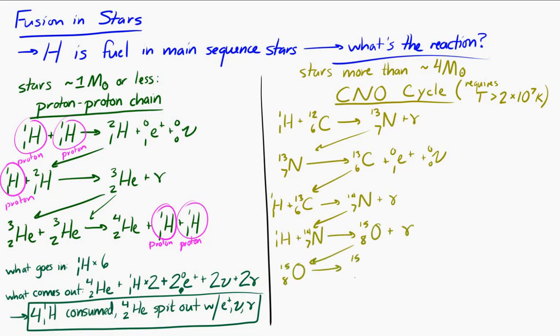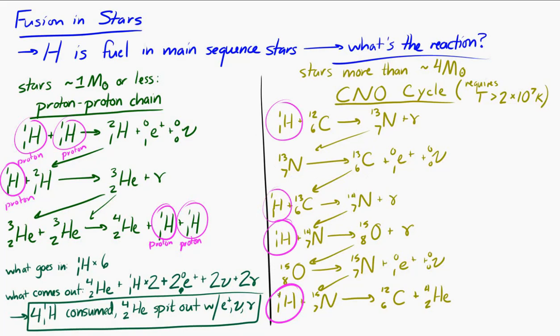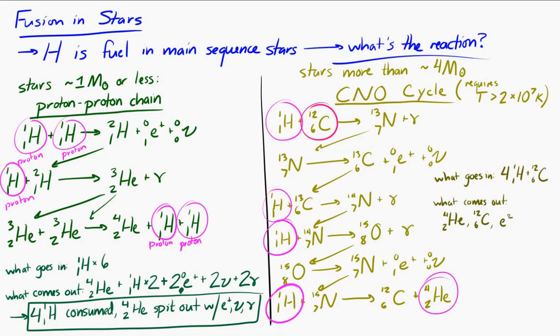There we go. And if you notice here, the net reaction is that 4 hydrogens go in, carbon-12 also goes in, and what comes out in the end is a helium-4, a carbon-12, 2 positrons, 2 neutrinos, and 3 gamma rays. So the fuel that was used up was hydrogen, and the ash, or the resulting stuff that comes out, is the helium, the positrons, the neutrinos, and the gamma rays.